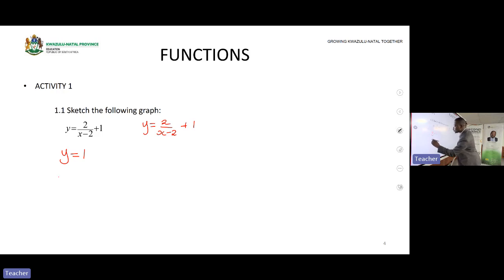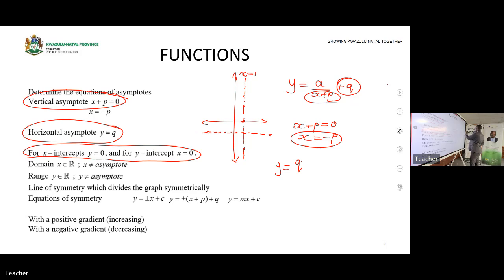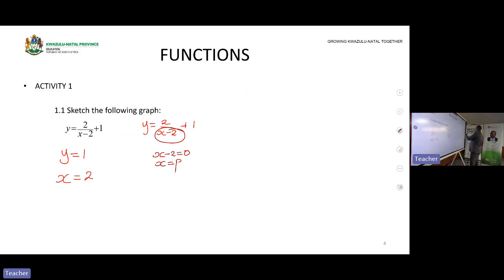And then we also have another equation of asymptote, which will be our vertical asymptote. It will be x equals 2, which comes from that part there, our x minus 2. We said we'll need to equate our x minus 2 to 0 and solve for x. So our equation of asymptote will then be x equals 2. That will be our equation of asymptote.